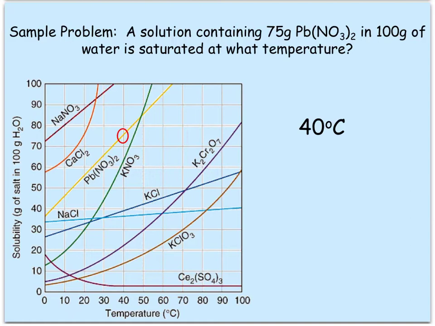This graph is about grams of solute per temperature. Notice that the lead-2 nitrate is circled at the 40 degree mark because that corresponds on the left with a quantity of solute of 75 grams. So the answer is 40 degrees Celsius.